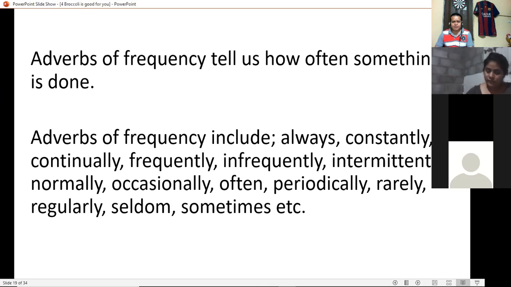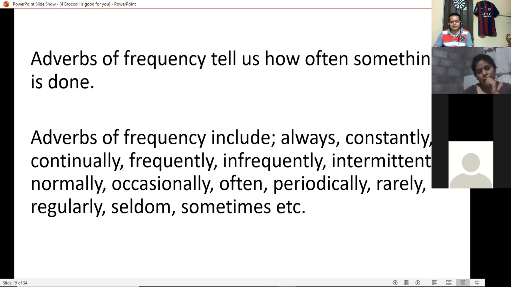So, escuchen cómo es. Adverbs of frequency tell us how often something is done. Adverbs of frequency include always, constantly, continually, frequently, infrequently, intermittently, normally, occasionally, often, periodically, rarely, regularly, seldom, sometimes, etc. So, todos esos nos muestran con qué frecuencia se hace una acción, ¿ok? Preguntas, ¿cuál de ellas no entienden? Seldom. Seldom es pocas veces. ¿Alguna otra pregunta? No. Ok.